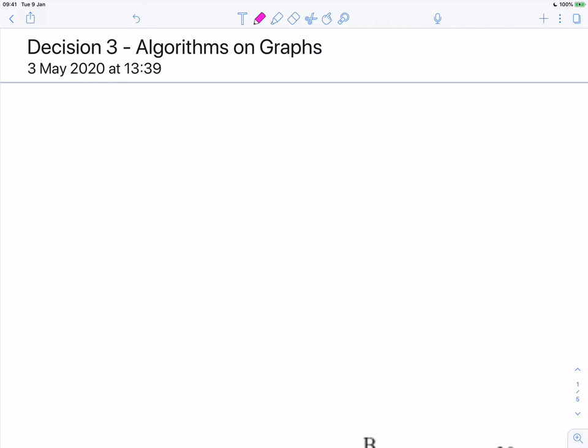Today for decision three, the third video I'm doing on decision mathematics, we're going to be looking at algorithms on graphs. And the main topic today is minimum spanning trees. This is generally going to be looking at weighted graphs or weighted networks. So what do I mean by that?